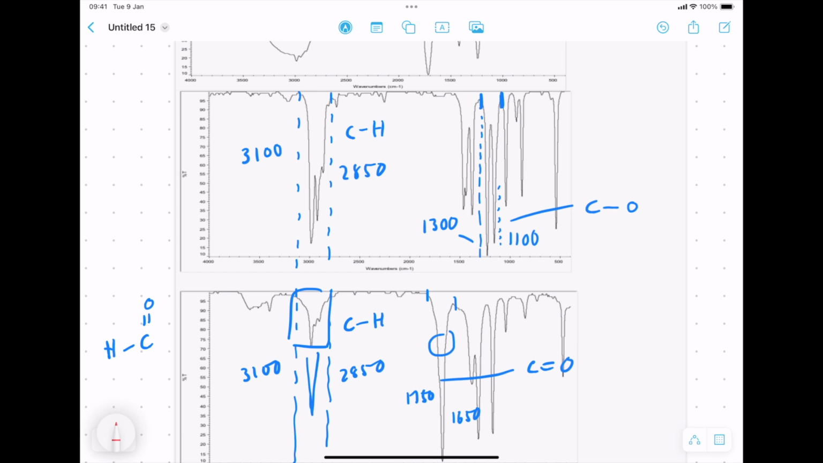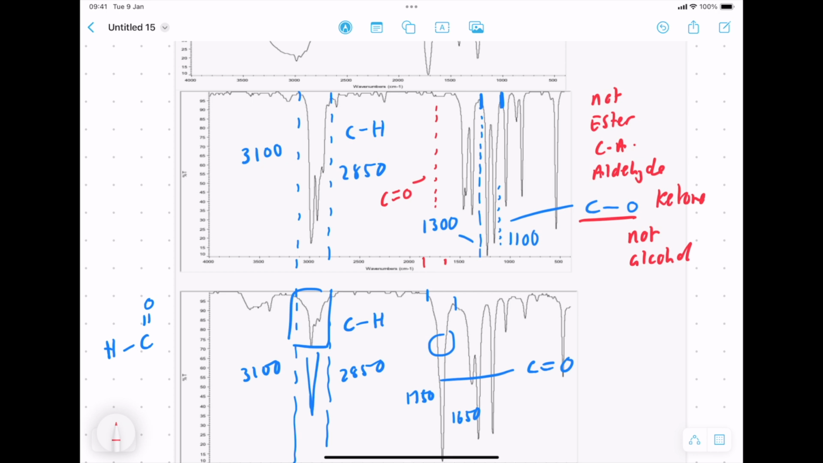And if we go to that number, so there's 1500, there's 1650, there's 1700, so there should be something there. That C double bond O peak is simply not there. So we know that it's not an ester, a carboxylic acid, an aldehyde, or a ketone. It cannot be any of those things. And it's not an alcohol either, because it hasn't got that double dip. We have to question whether that is actually a CO.